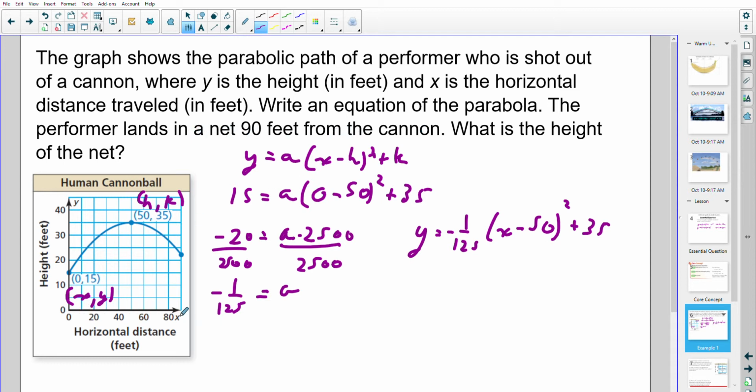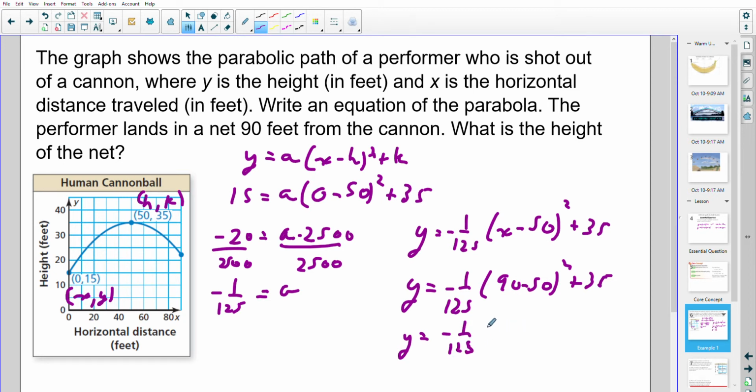50 feet from the cannon is the horizontal distance. The question is, what is the y value? How high is the net at 50 feet, at 90 feet? So what you're going to do is find out what y is based on x being 90. And this ends up being 40 squared, which is 1600, plus 35.